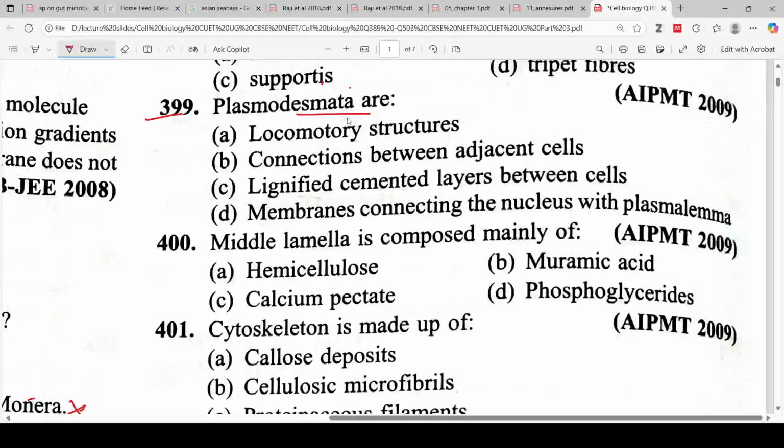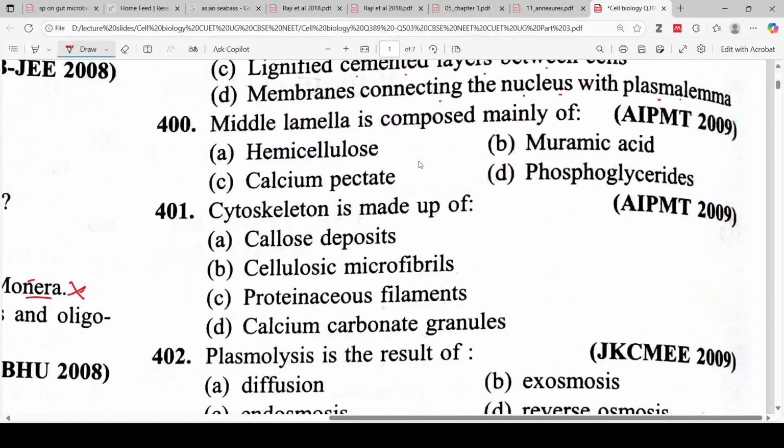Next question. Plasmodesmata are locomotory structures, connections between adjacent cells, lignified cemented layers between cells, or membranes connecting the nucleus with plasma membrane. So the correct answer is option B. The plasmodesmata connect adjacent cells.